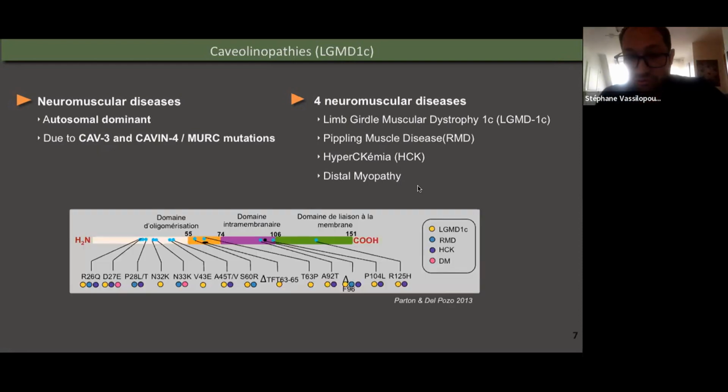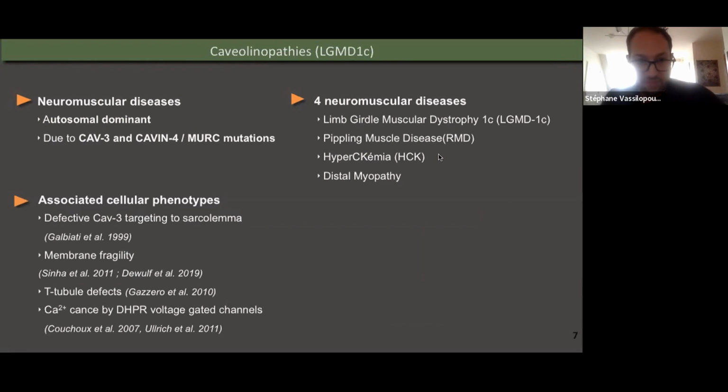What is important also to know from a genotype-phenotype correlation is that there is no direct connection between the mutations in caveolin 3 and the phenotype of the patient. So it hasn't been possible to show that some mutations are responsible for the rippling effect, or some mutations are responsible for strong, severe limb-girdle muscular dystrophy. And so there are several phenotypes which are associated with mutations.